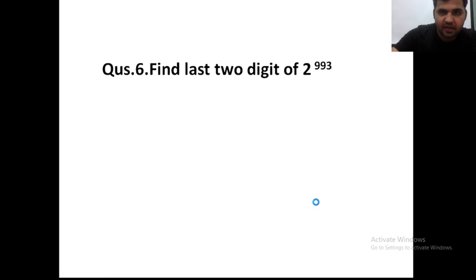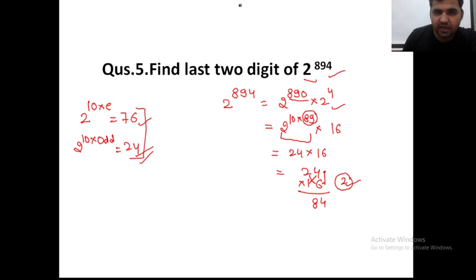Let me explain again. This 894 can be written as 890 into 2 power 4. Just remove the multiple of 10 from this part. Now the first part will give you 24. 2 power 4 is 16. So you just have to see what are the last two digits of 24 into 16. Whatever is the last two digits of 24 into 16, that will be the final answer. This is just a basic calculation that you are supposed to do. So 84 will be the right answer of this question.